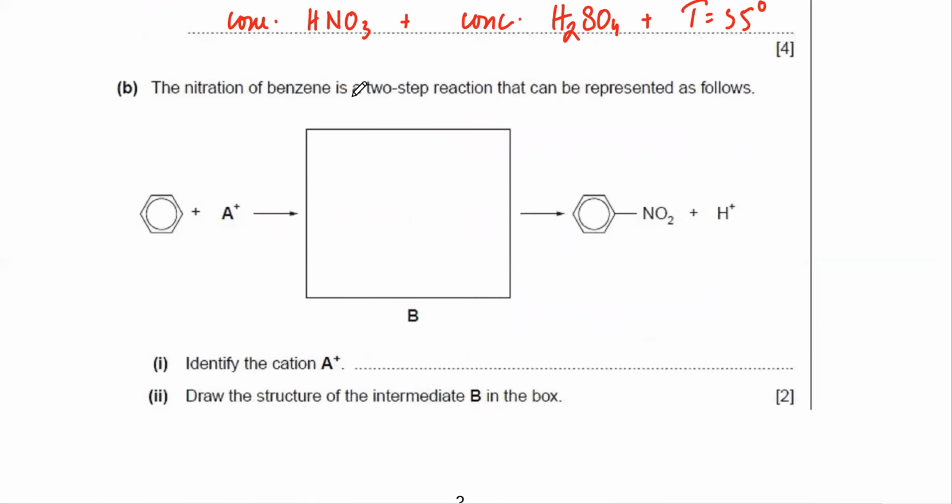And he's asking you, the nitration of benzene is a two-step mechanism that can be represented as follows. Identify the cation. So he's talking about nitration. The cation that's produced is NO2+. And draw the structure of the intermediate. So you're going to draw that.